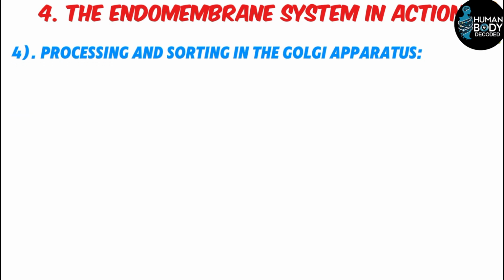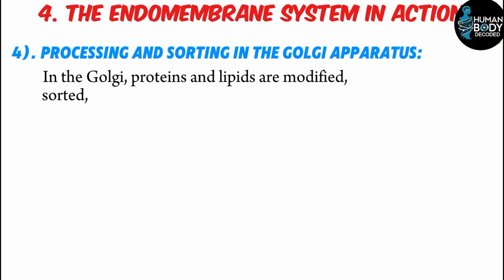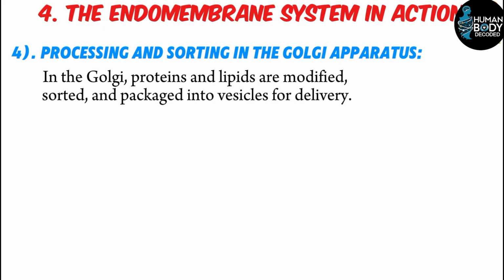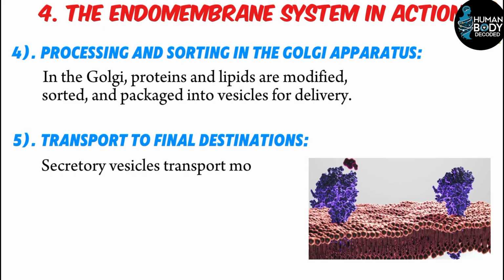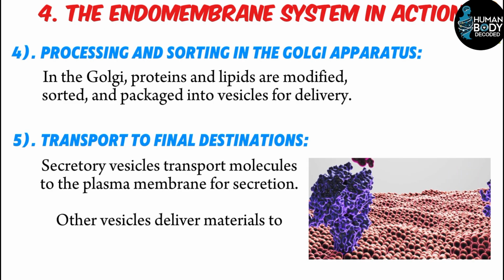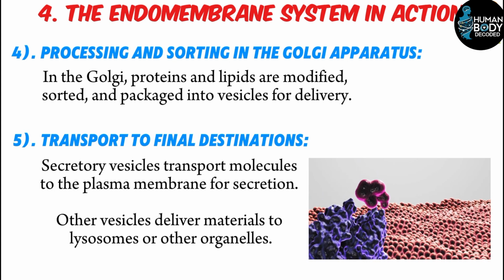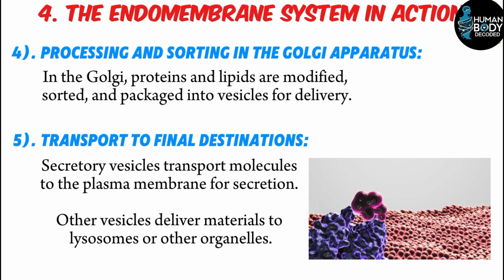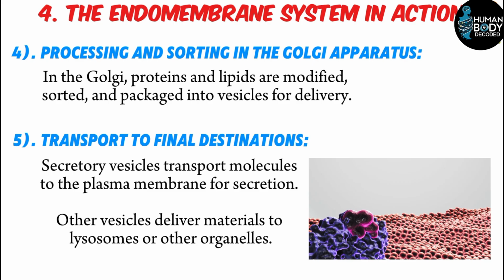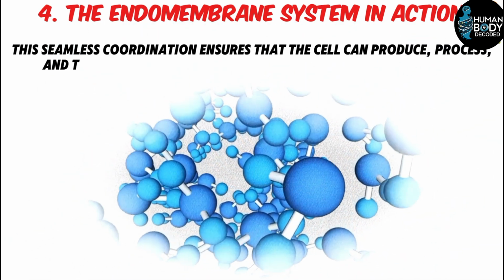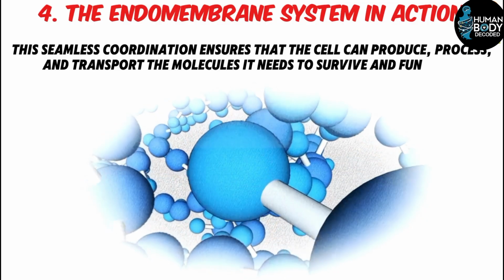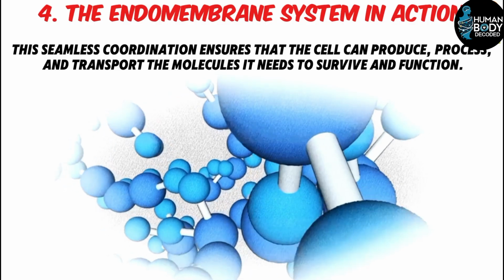4. Processing and sorting in the Golgi apparatus. In the Golgi, proteins and lipids are modified, sorted, and packaged into vesicles for delivery. 5. Transport to final destinations. Secretory vesicles transport molecules to the plasma membrane for secretion. Other vesicles deliver materials to lysosomes or other organelles. This seamless coordination ensures that the cell can produce, process, and transport the molecules it needs to survive and function.